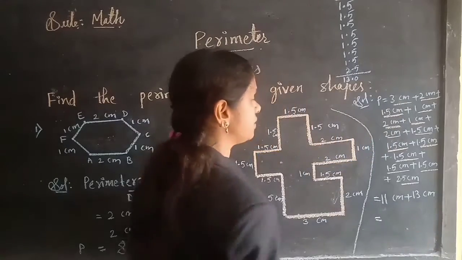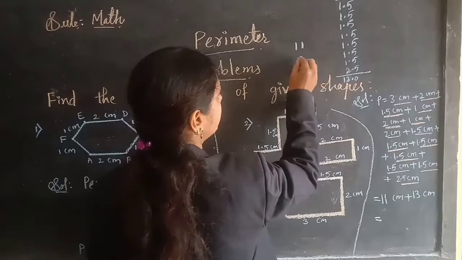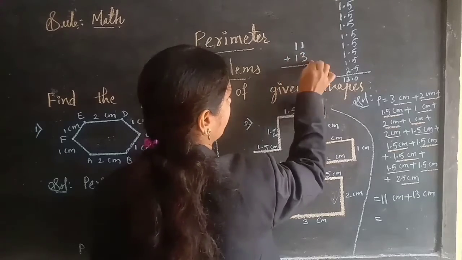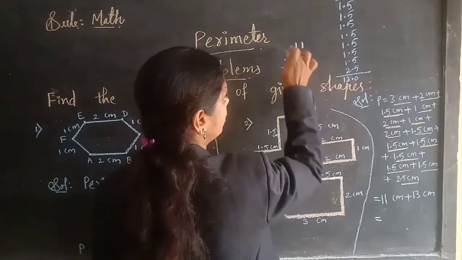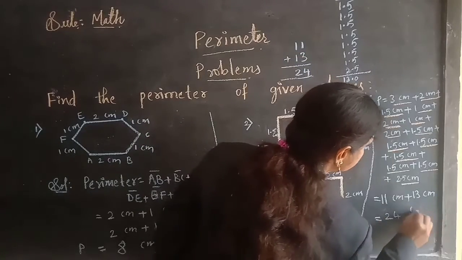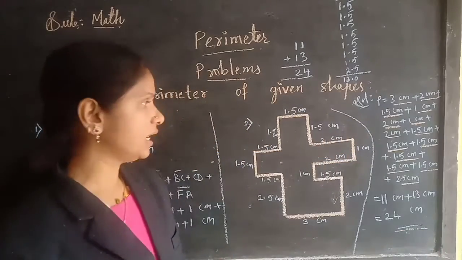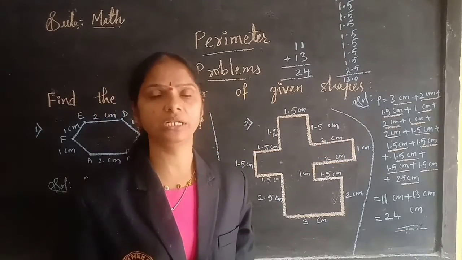Now what are these numbers to add here? Now 11 plus 13. Here 11 and 13. 1 plus 3, 4. 1 plus 1, 2. Means 24 centimeters I am getting as an answer. I am getting as an answer 24 centimeters.